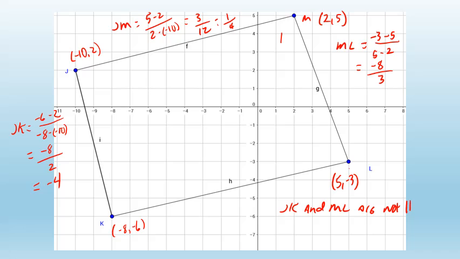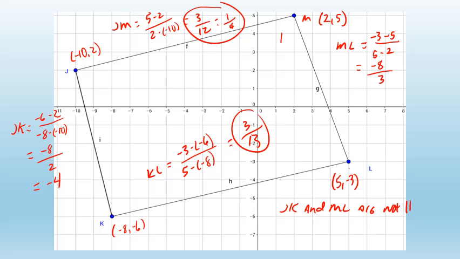And let's see, the slope of KL is negative 3 minus negative 6 over 5 minus negative 8. Negative 3 plus 6 is 3, and 5 plus 8 is 13. They don't have the same slopes either.